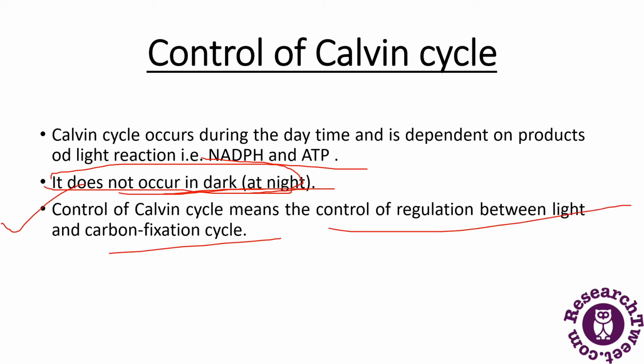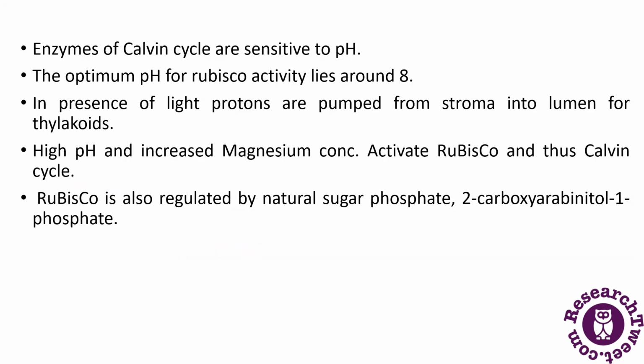The control of the Calvin cycle means the control of regulation between light and the carbon fixation cycle. It does not mean that we have to control the Calvin cycle itself. It is the regulation between the light and the carbon fixation cycle which we have to control.